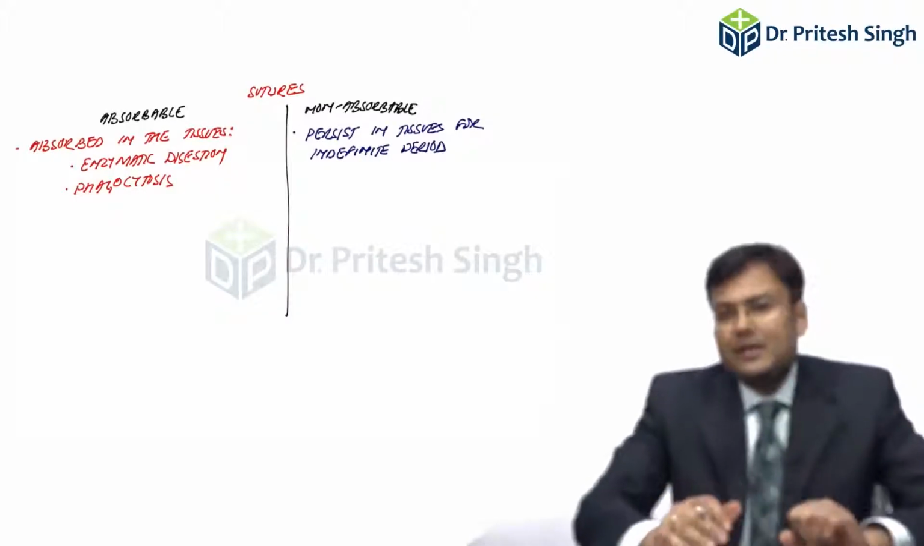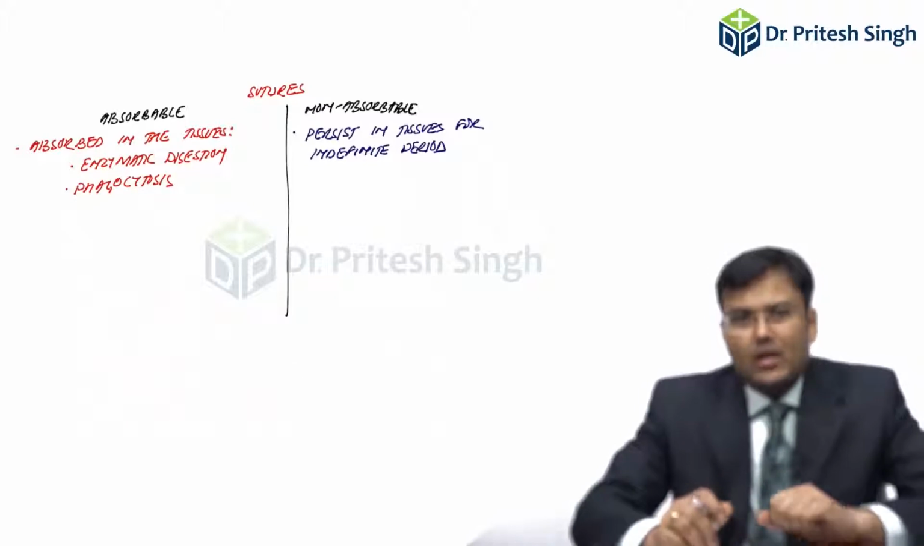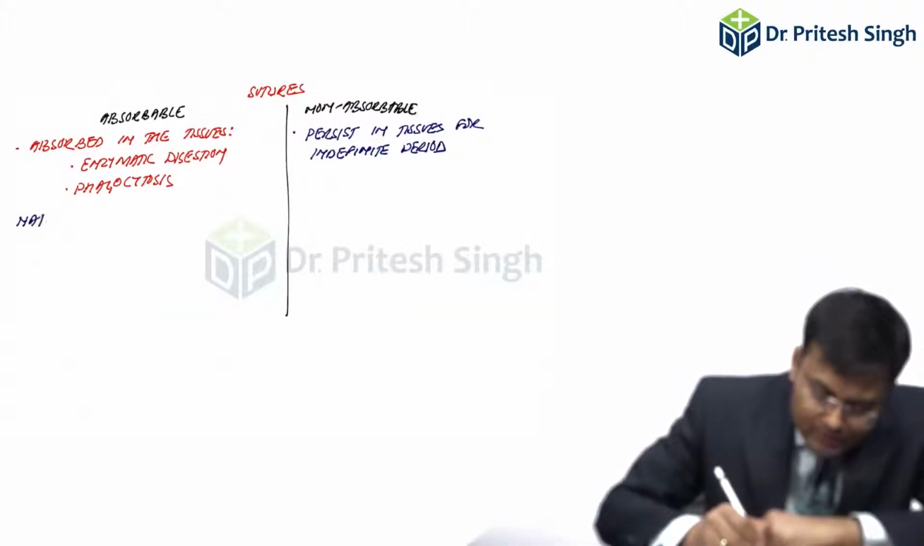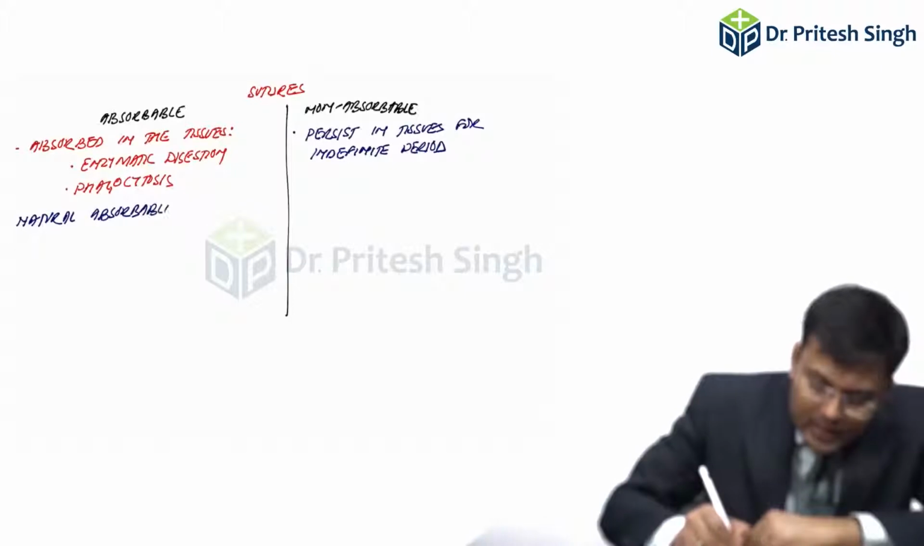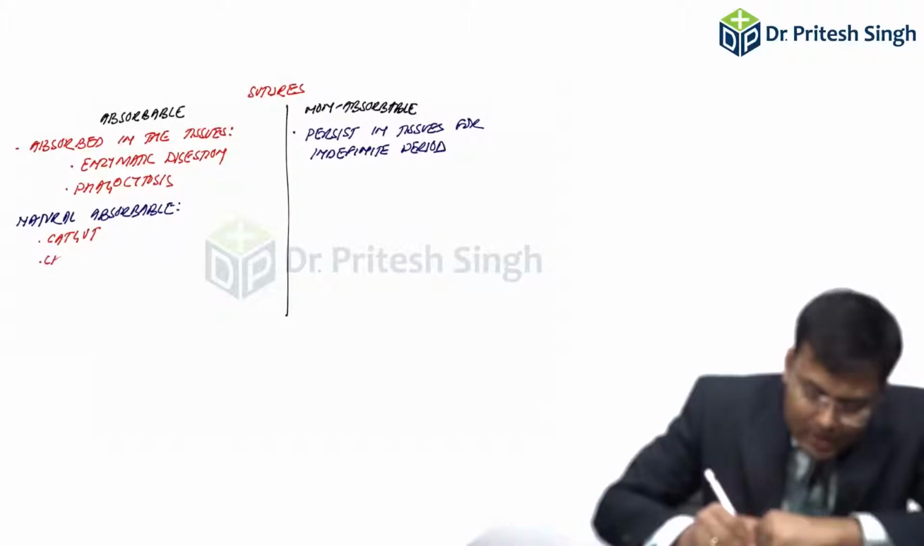After that, it is further divided into natural and synthetic. So have a look at natural absorbable sutures. It is of two types. One is catgut and the second is chromic catgut.